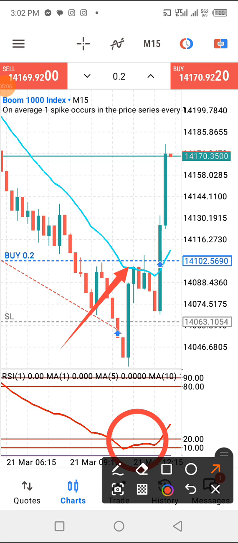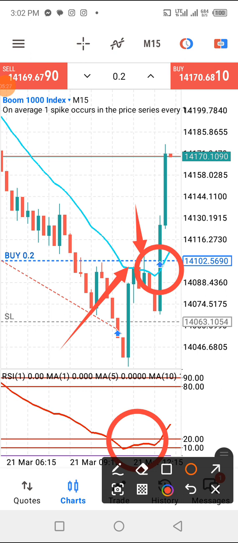It must close with a full body, not wicks. So when you see this one now, this is not a good signal because it did not close with a full body. So immediately it closes with a full body bullish, then you take your buy. You can see this is where I took my buy here. You can see it, guys.